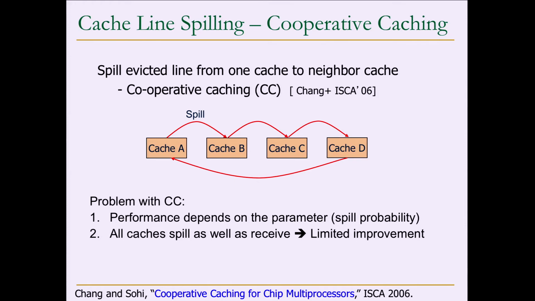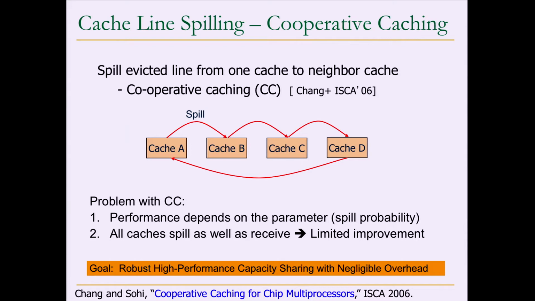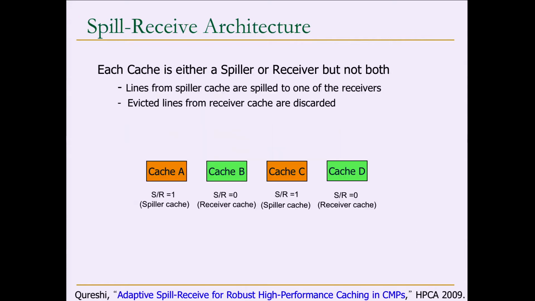With some probability, you spill it to a neighboring cache. With some probability, you drop it. And all caches spill as well as receive. This is a limited improvement. So this paper that I'm going to talk about tries to do that in a robust manner with less overhead.